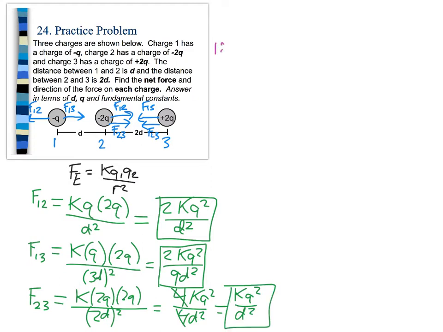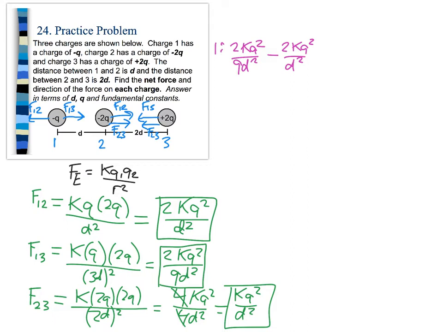We're now going to combine these forces to figure out the net force on each charge. Starting with charge 1, we have F13 going to the right and F12 going to the left. So I'm just going to add these two forces that I solved for down here, being careful with my direction. F13, since it's going to the right, I'll say that's the positive one. So we have 2kq squared over 9d squared minus that F12 going to the left. You could have flipped the signs, but I'm going to go with the standard convention.